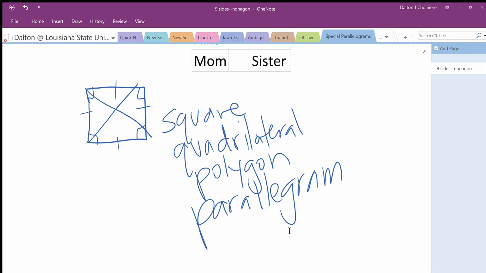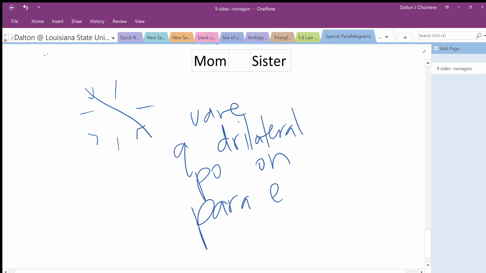Parallelogram? I did not spell that correctly at all. Parallelogram. That's pretty terrible. Okay, so do you get my drift here? A square has lots of other names, just like I have a lot of names, so does a square. And today we're going to talk specifically about other types of parallelograms.